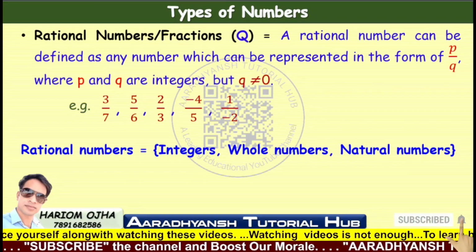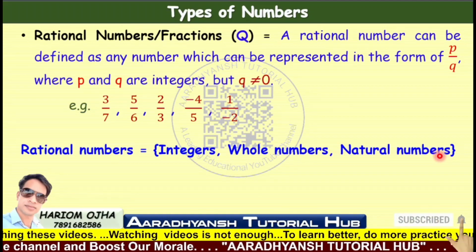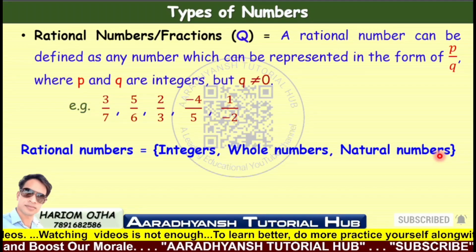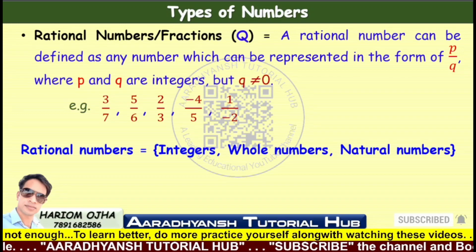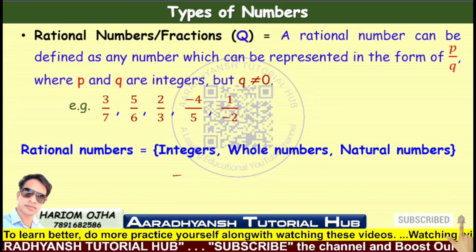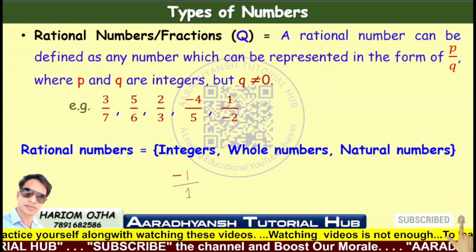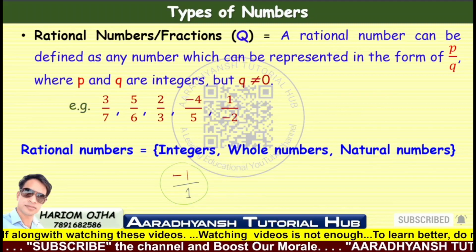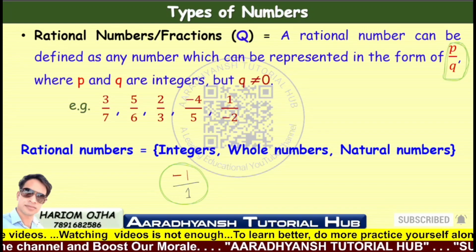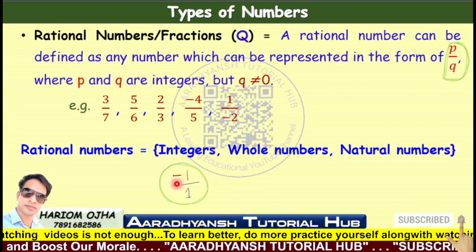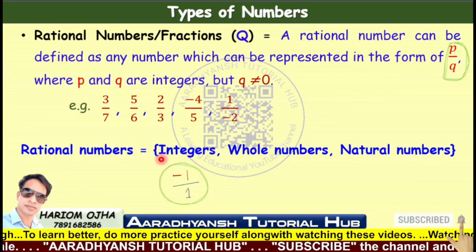Here we can see rational numbers include integers, whole numbers, and natural numbers. How can we say that all integers, whole numbers, and natural numbers are rational numbers? Because any integer, positive, negative, or 0, can be written as a fraction. Suppose -1 is an integer. We can represent it by -1 over 1. Here p is -1 and q is 1, so it is a rational number as well as an integer.